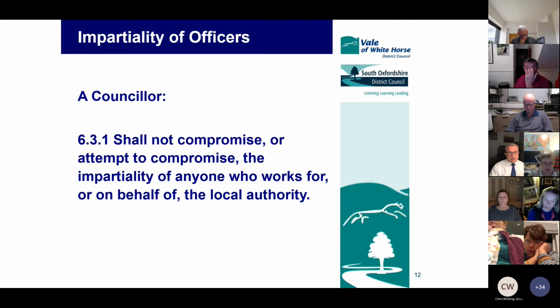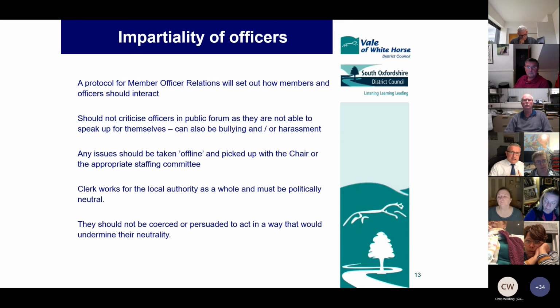Impartiality of officers, so councillors shall not compromise or attempt to compromise the impartiality of anybody who works on behalf of the council. What does that mean? Well, at district council level, we have literally, hot off the press, just adopted a member officer relations protocol that sets out quite clearly what is expected.